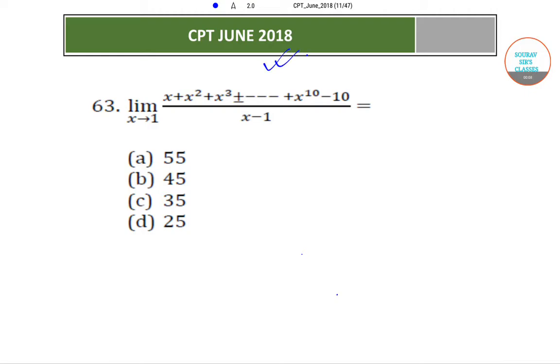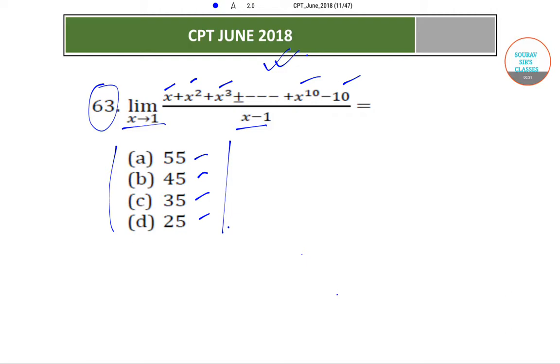We will be solving question number 63 today, which is basically to find the value of the limit of (x + x² + x³ + ... + x¹⁰ − 10)/(x − 1) where x tends to 1. The options are 55, 45, 35 and 25. So these are the four options that we have been given.